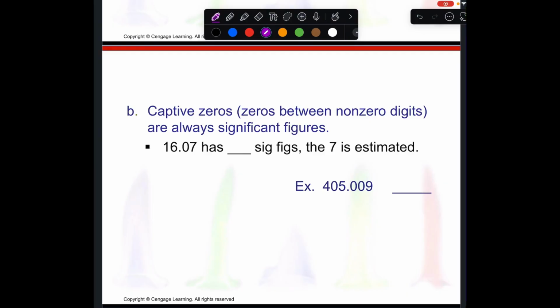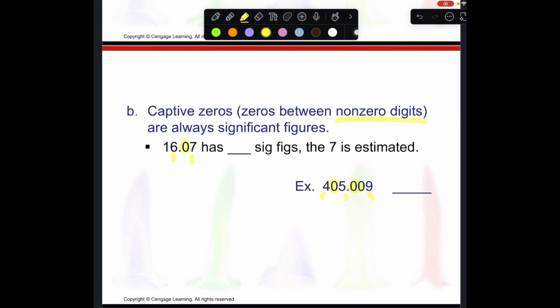All right, captive zeros. Those are zeros that are in the middle. So let me demonstrate to you what that means. This is a captive zero, and these are always between non-zero digits. So it's between a 6 and a 7. And the one down here, this is a captive zero. These are captive zeros, and they're between non-zero digits. Okay, and they are always considered significant.